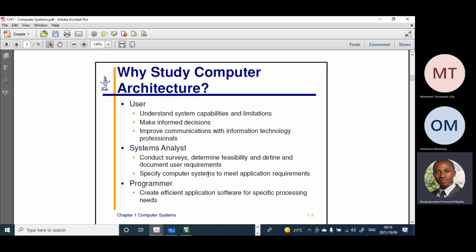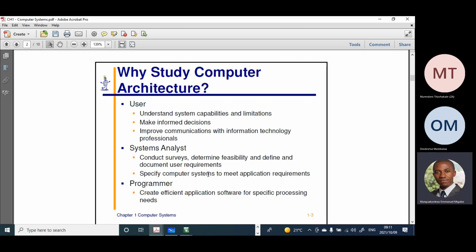Why is it important to study computer architecture? From a user point of view, it helps understand system capabilities and limitations, be it a microcontroller, a personal computer, a server, or even a mainframe. As a user, you need to understand the architecture of the computer system so that you know what it is capable of doing and what it is not.